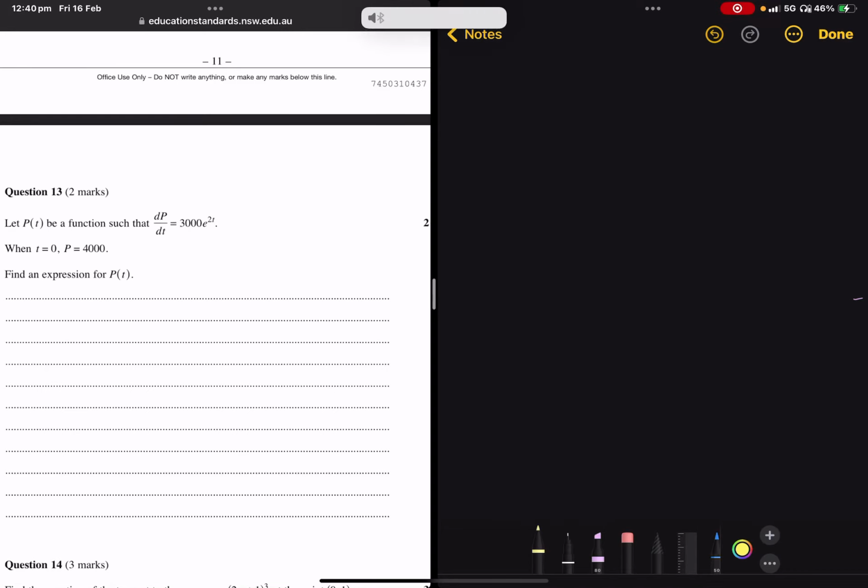Okay, so we're going to have a look at another question from the 2023 Advanced Maths HSC paper. So this is question 13. We are told let p of t be a function such that dp/dt is 3000 times e to the power of 2t. When t is 0, we're told p is 4000. Find an expression for p(t).